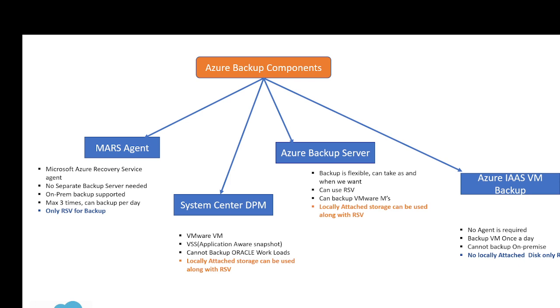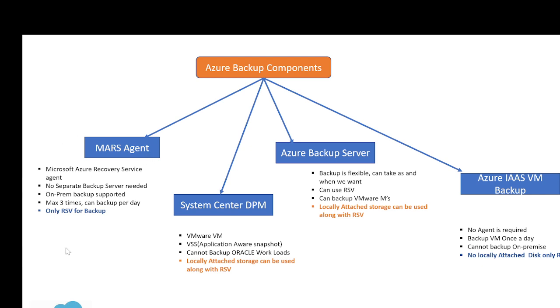So the ways of taking backups are the MARS agent, System Center DPM, Azure Backup Server, and Azure IaaS VM backup. What we did yesterday was using Azure Backup Server with a Recovery Services vault. We will use the Recovery Services vault. So we have taken the backup. These others are a little bit legacy, but whatever I showed yesterday is the real-time backup. This MARS agent is there.